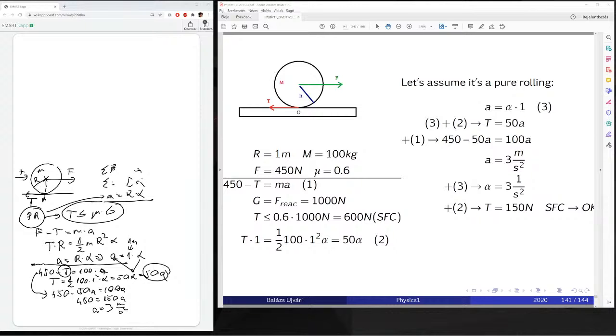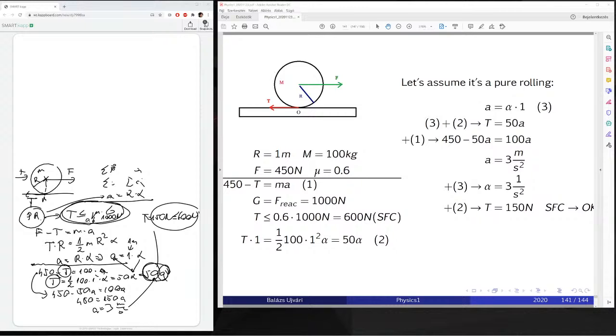Let's use this one. So T equals 50A, so T equals 150 Newton, since A is 3. 3 times 50 is 150. Is it smaller than or equal to mu times g? This is a body with 100 kilograms. The weight is 1000 Newton, and mu equals 0.6, so that's 600 Newton. Is it true that 150 Newton is smaller than 600 Newton? Yes. So we can say that this is pure rolling.